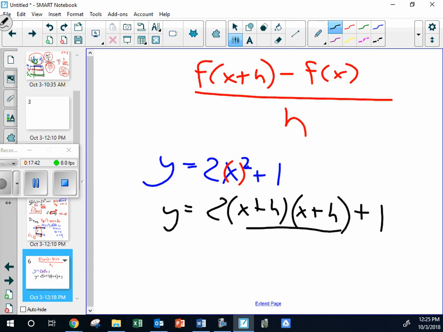That's going to be x squared plus 2xh plus h squared. Then I'm going to times it by 2. 2x squared plus 4hx or xh, wouldn't matter, plus, again, normally it'd be h squared, but I'm doubling it, 2h squared, and then plus 1. Yay for me. I have now got the first part of the formula done.